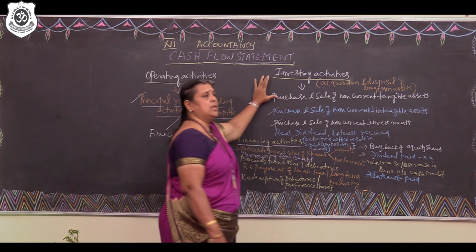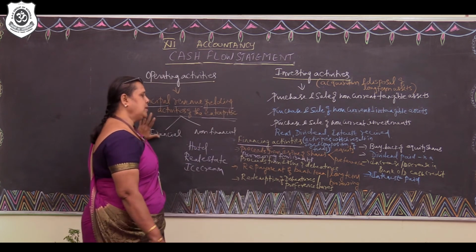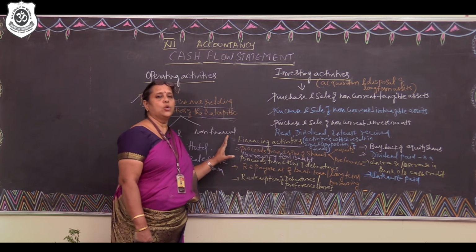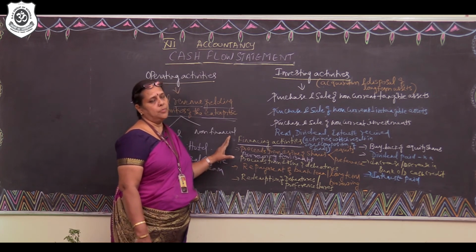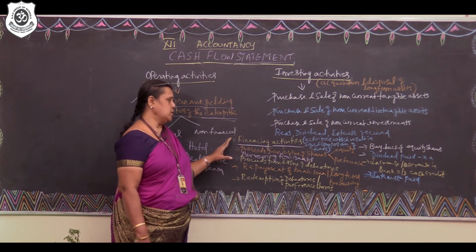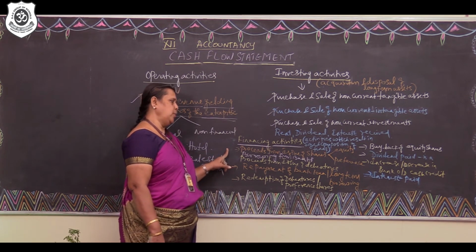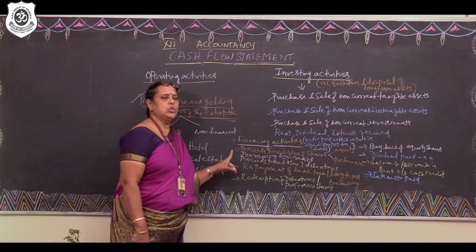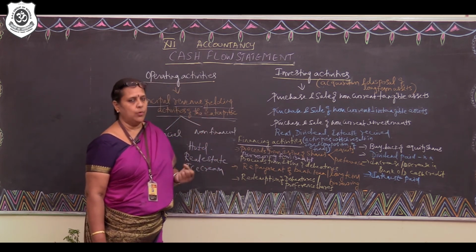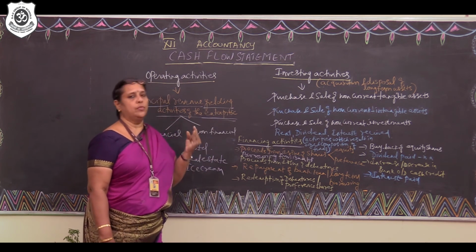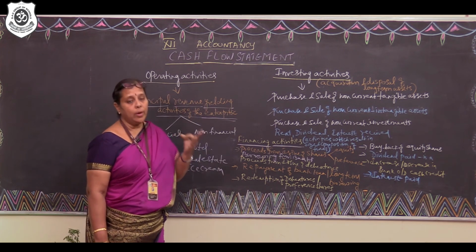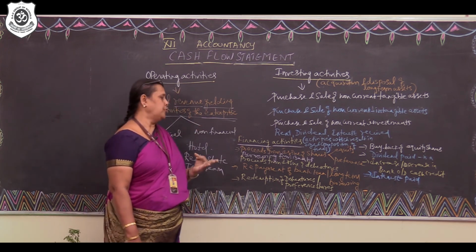The last one is the financing activities, which deal with the activities which result in changes in the size and composition of long-term funds in the form of owners' funds and long-term borrowings. Now, examples of financing activities will be proceeds from issue of shares, equity shares or preference shares, due to which there is inflow of funds. Proceeds from issue of debentures, again inflow of funds. Borrowed loan, that is mortgage loan, due to which there is inflow of funds.